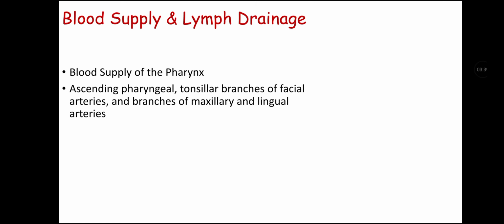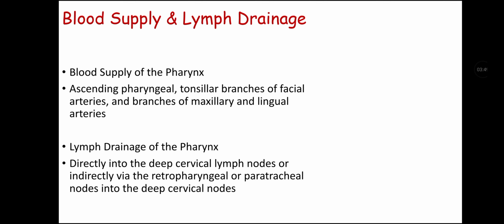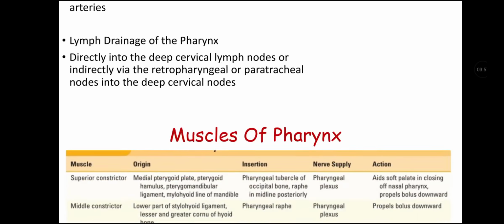Now let's talk about blood supply and lymph drainage of pharynx. Blood supply of the pharynx is by ascending pharyngeal artery, tonsillar branch of facial artery, and branches of maxillary and lingual artery. And lymph drainage of pharynx is directly into the deep cervical lymph nodes or indirectly through the retropharyngeal or paratracheal nodes into the deep cervical nodes.